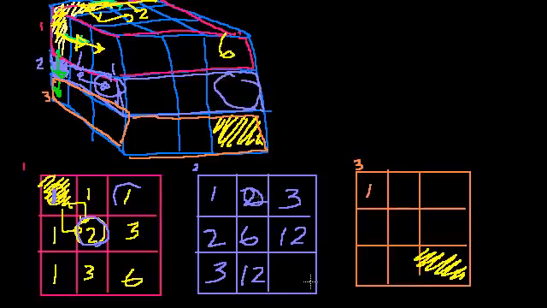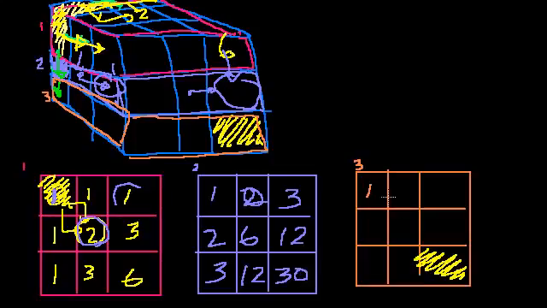And then finally, how many ways to get to this cell right here? Well, there's 12 ways to get here, so I can go all of those ways. 12 ways to come from behind it, so it's 24. And then 6 ways to come from above, right? So 12 plus 12 is 24, plus 6 is 30.